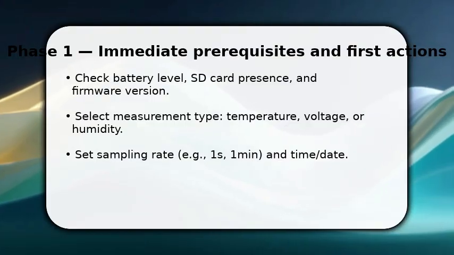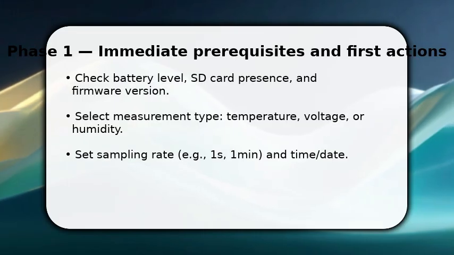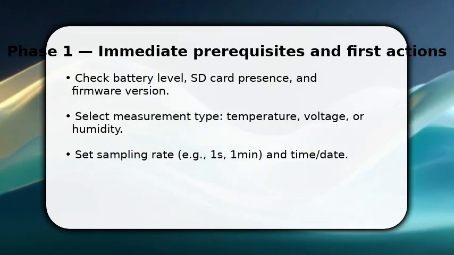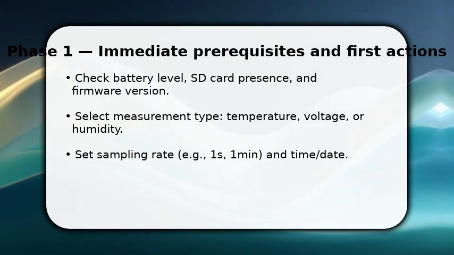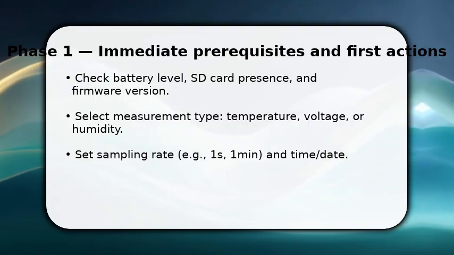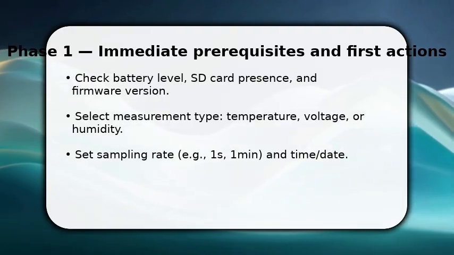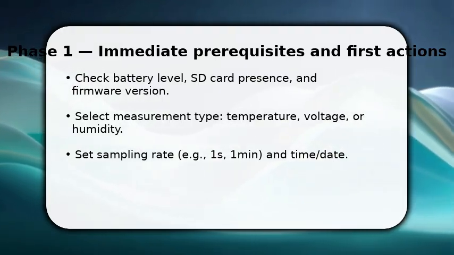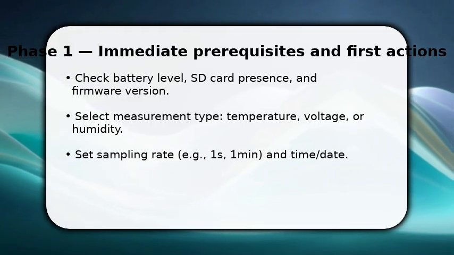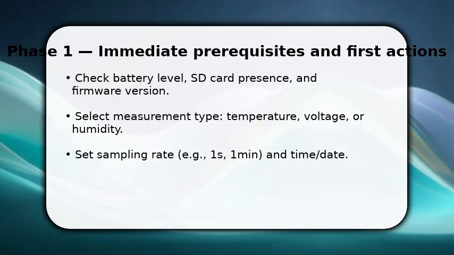You begin by powering the Fluke Data Logger and confirming batteries and SD card. This prevents mid-run failures. Next, choose the specific measurement channel, temperature, DC voltage, or humidity, so your logger config matches the sensors. Set the sampling rate now. Faster rates capture transients, slower rates save memory.